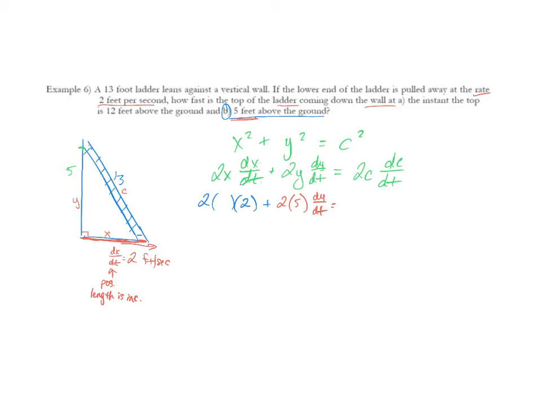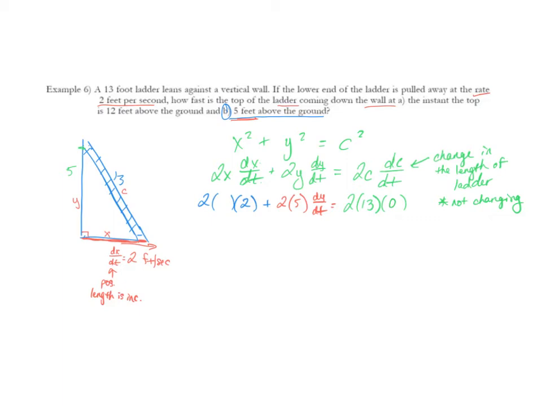And then separately, I know that my hypotenuse, the ladder length, is 13. I do in fact know what dc/dt is. dc/dt represents the change in the length of the ladder. Well, my ladder is not changing, okay? The length of that ladder is not changing. Therefore, the change in the length of the ladder would be 0. The ladder is 13 feet, period. It's not changing, so dc/dt would be 0.